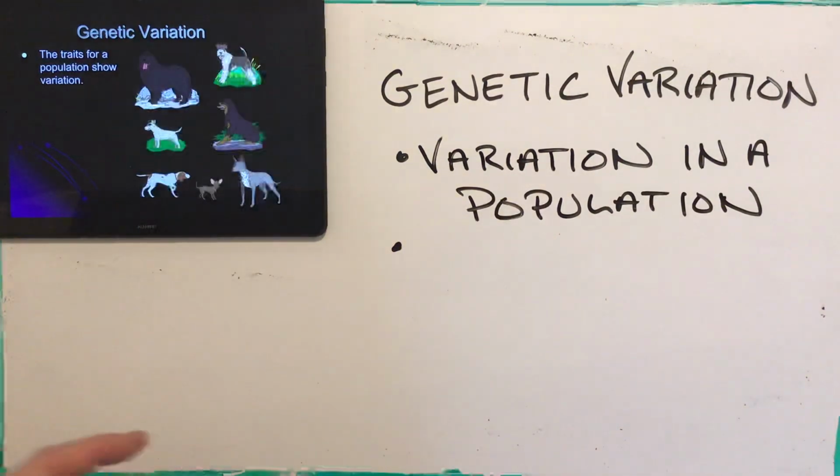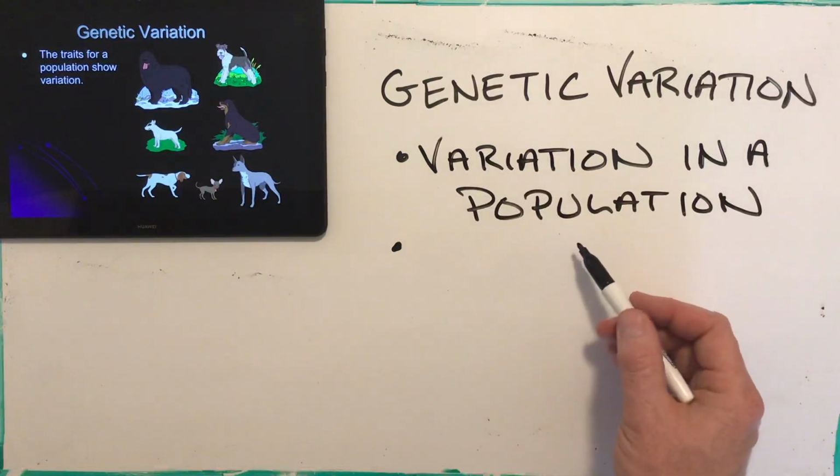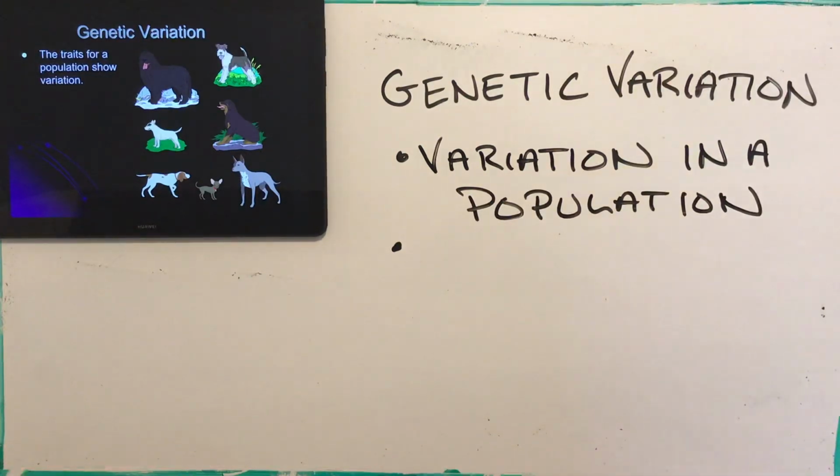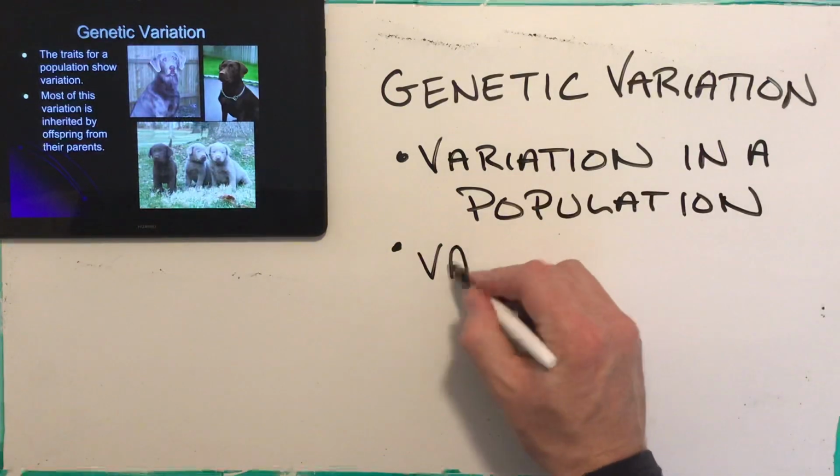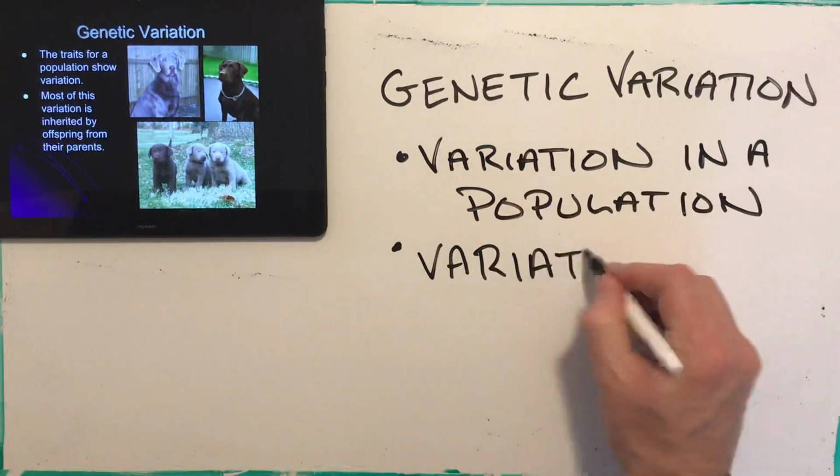So we look here, there's dogs, right? There's several different types of dogs here, different sizes, different body types, different fur colors, right? But they're all the same species. So this isn't mind-blowing. This is pretty straightforward, pretty easy, right? It's one of those, duh, like, really? The next one, most of this variation is inherited from your parents.